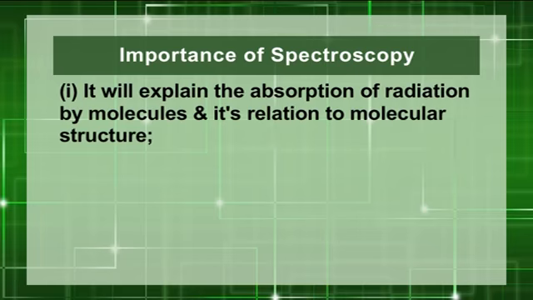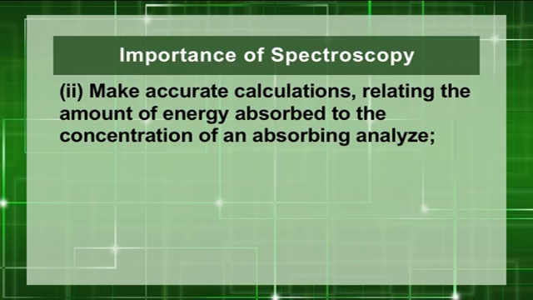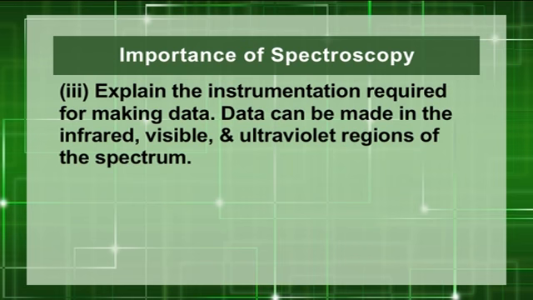It will explain the absorption of radiation by molecules and its relation to molecular structure, make accurate calculations relating the amount of energy absorbed to the concentration of an absorbing analyte, and explain the instrumentation required for making data. Data can be made in the infrared, visible and ultraviolet regions of the spectrum.